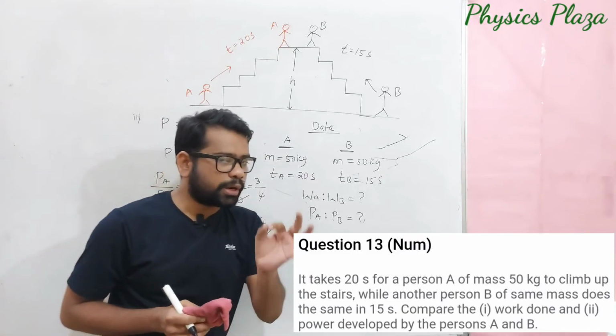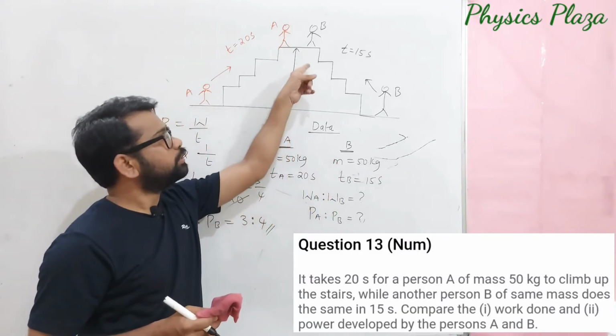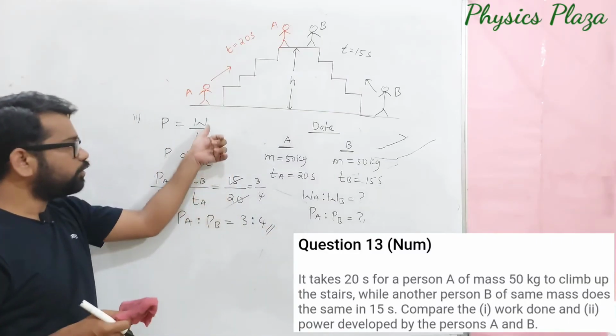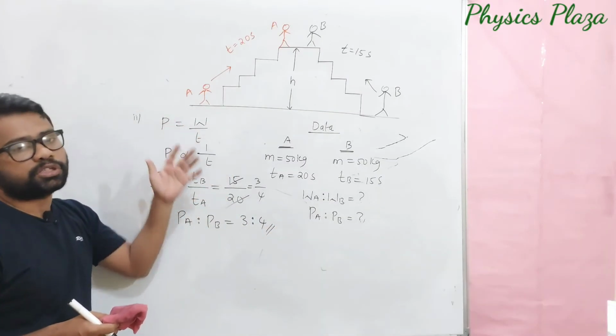Children, once again I am saying, remember that in this case the work done is constant. For a given work, power is inversely proportional to time taken.